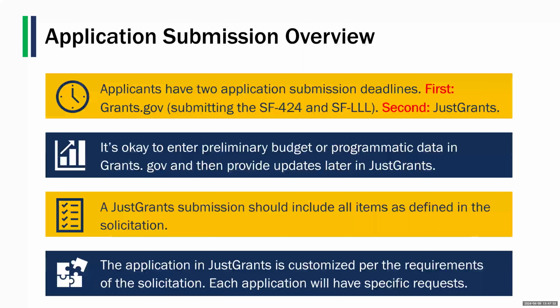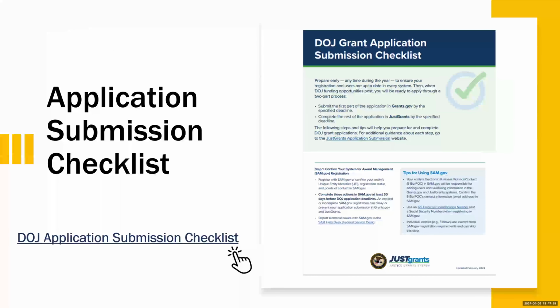So you want to make sure that you're paying close attention to your solicitation requirements as you're completing the application. A great resource that DOJ has provided is a DOJ grant application submission checklist, and you can find this on the Department of Justice grant site.